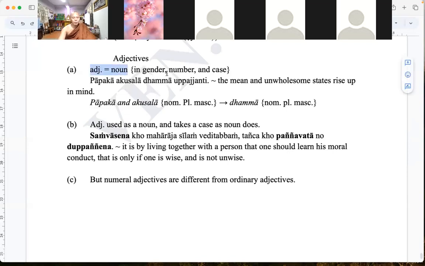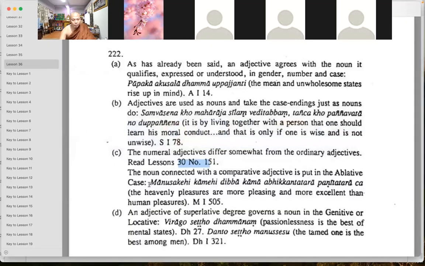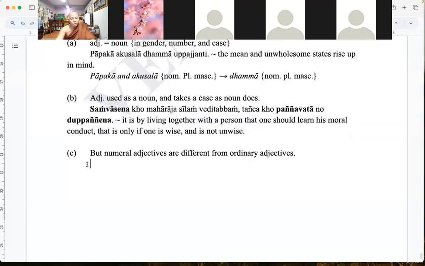So that means these rules, the former A and B, are only for the ordinary adjectives, not for the numeral ones. Numeral adjectives are different from that. Now the first example is here: manusakehi kamehi deva kama, abhikanda tara panida tara cha. Where is it? Not talking about that, so no example here. So for example, I will put, so we said the, you know, chaitanya.